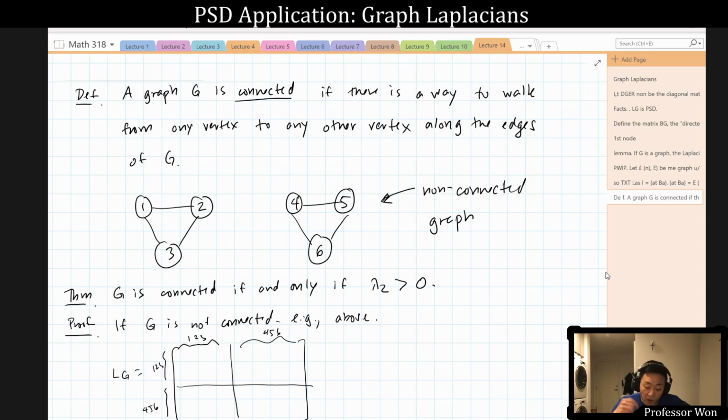Then all of the edges in the graph live entirely in this quadrant and in this quadrant. In other words, you'll have zeros here because there are no edges between 1, 2, and 3, and 4, 5, and 6. This is at least up to reordering of the vertices, but reordering the vertices is not going to change the properties of the graph Laplacian.